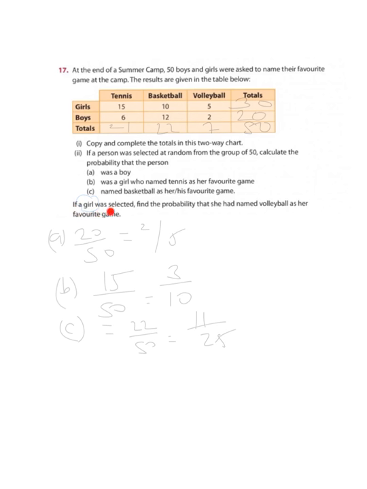Okay, so if a girl was selected, find the probability that she had named volleyball as her favourite game. So it's only girls, so then our total would be 30, and we're looking for volleyball. So those who liked volleyball from the girls is 5. So then the answer to the last part would be 5 out of 30. Okay, so just be careful with the 30 here, because they just said a girl was selected, not out of the total. So it's 5 out of 30, and you always break that down to its simplest form, which is 1/6.